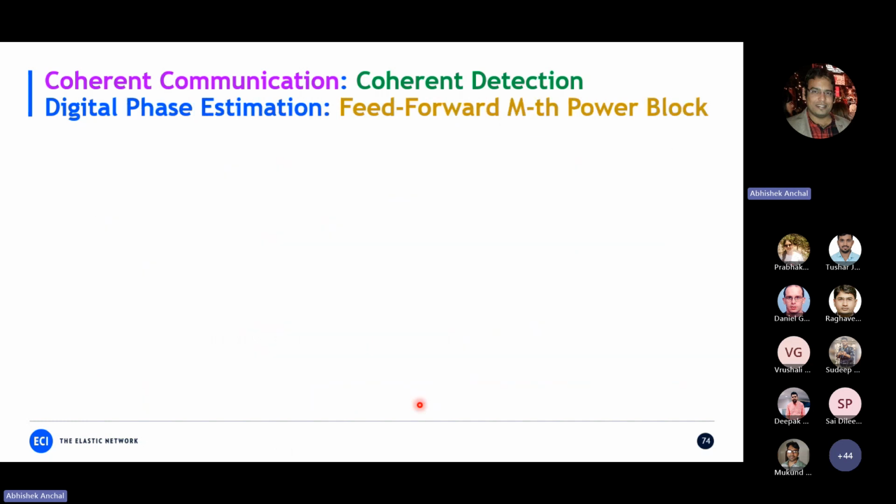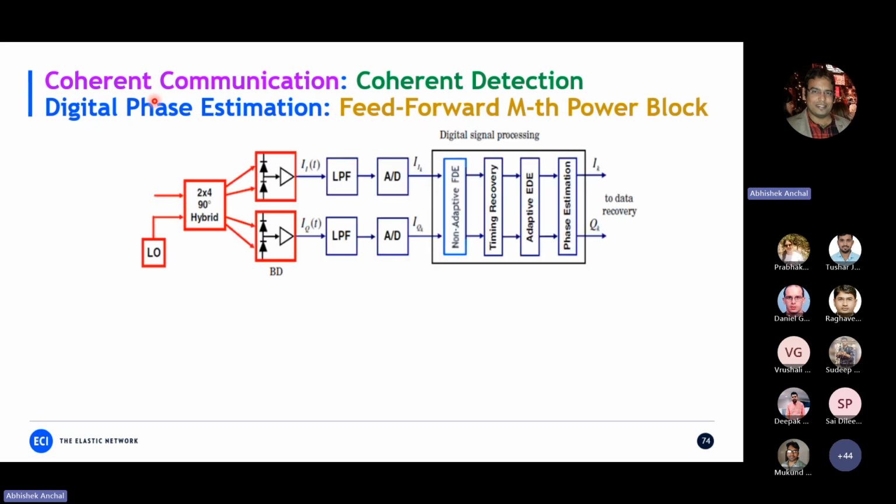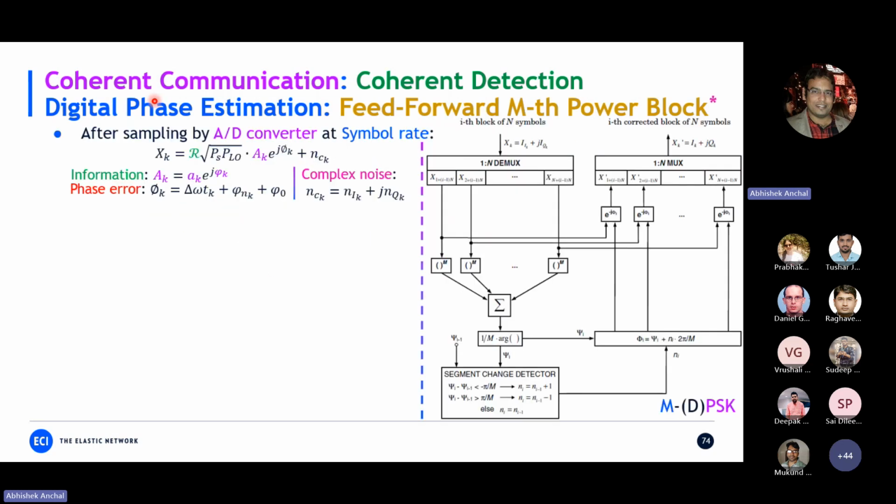Let's move quickly to the phase estimation, because there is a phase error and we need to compensate for it. So how do we compensate the phase error? Now, if you remember, this is the signal. We need to remove this e^(jΦk) term. A_k is the information, where information lies in intensity and phase, and this capital Φk term is the phase error, and we need to compensate it.